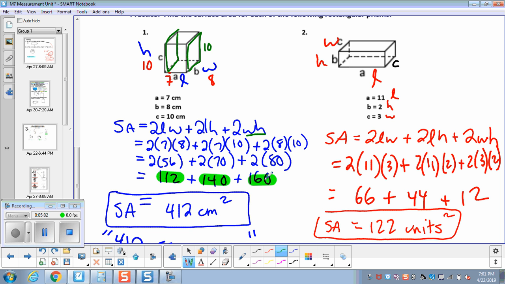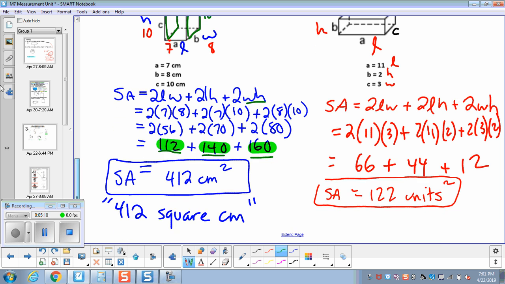So our final step here is to add up what we get for the top and the bottom, plus the front and the back, plus the two sides, and we're going to get 412 square centimeters.